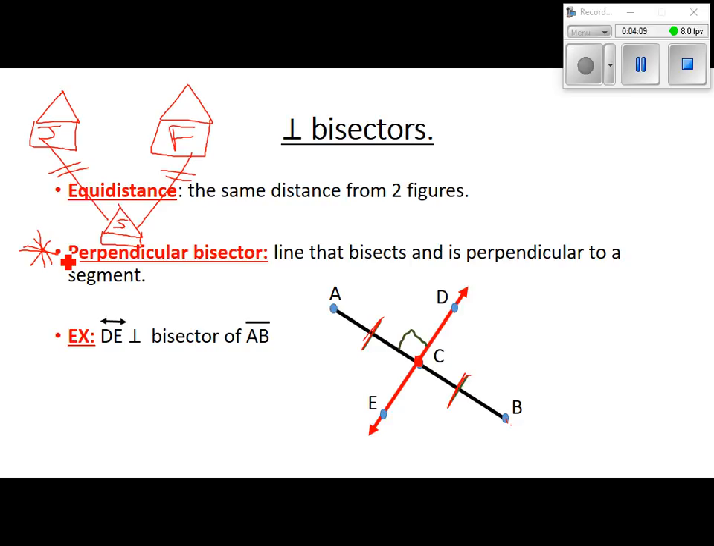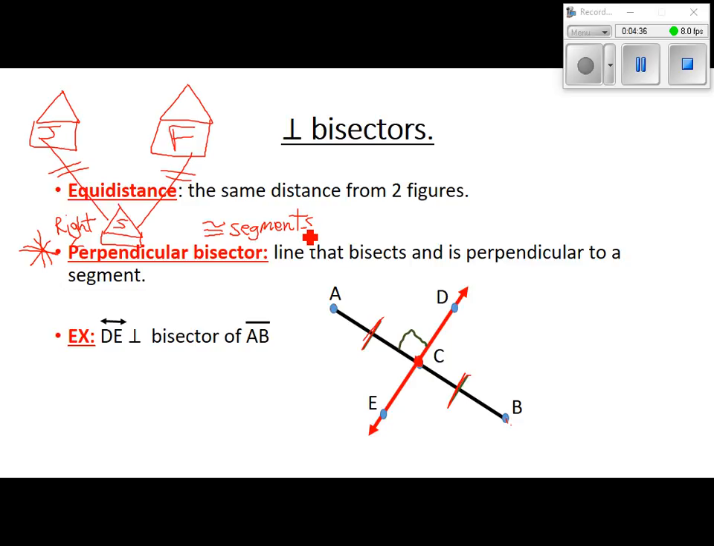Perpendicular bisector. Exactly what the name sounds like. It's perpendicular. What's perpendicular tell us? Right angles. So anytime you hear perpendicular, right angle. What's bisector tell us? It has to bisect. Bisects it. In this case, it means it's splitting it into congruent segments.